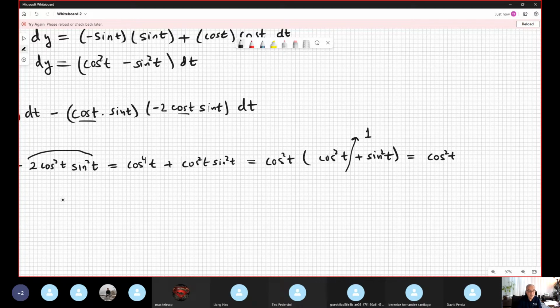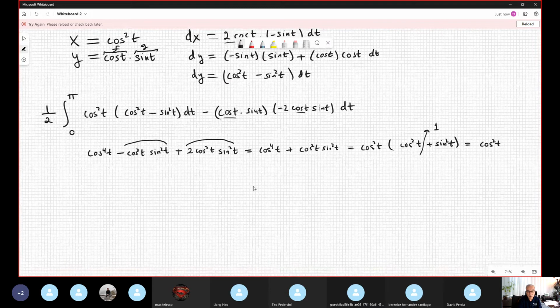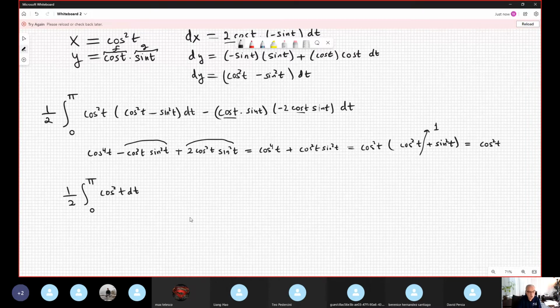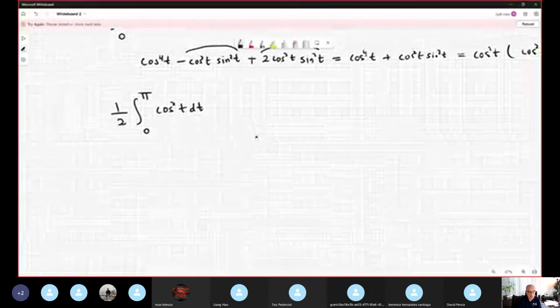Wow, amazing. This long problem simplifies like that: 1/2 integral from 0 to pi of cosine squared t. Cool. Now the rest is super easy, because one more time we're using the half angle formula.